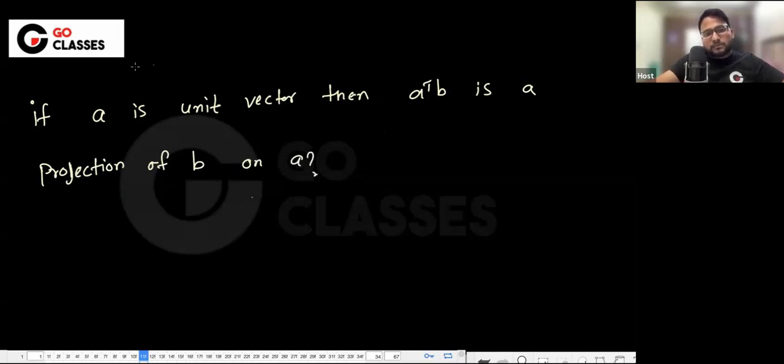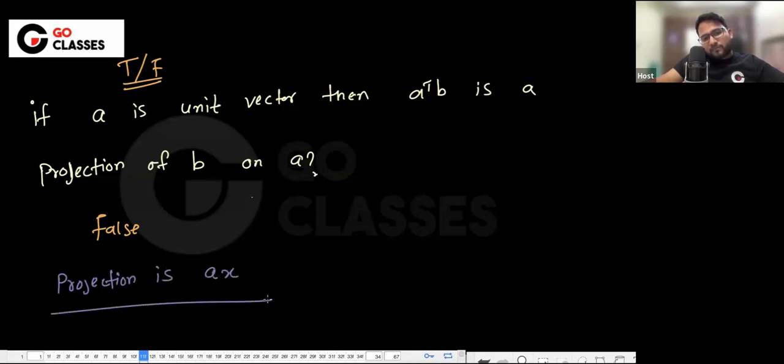True or false? Obviously, this is false, because it is not a projection. Projection is A into that scalar, right? A into X. This is the projection. So this is false. What is the projection? This is the projection, which will be A into A transpose B.